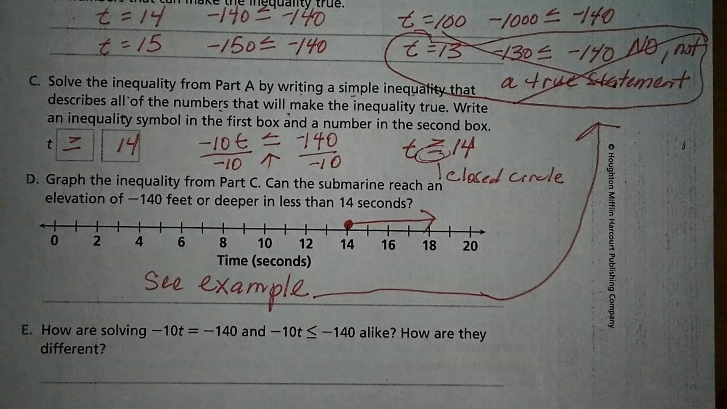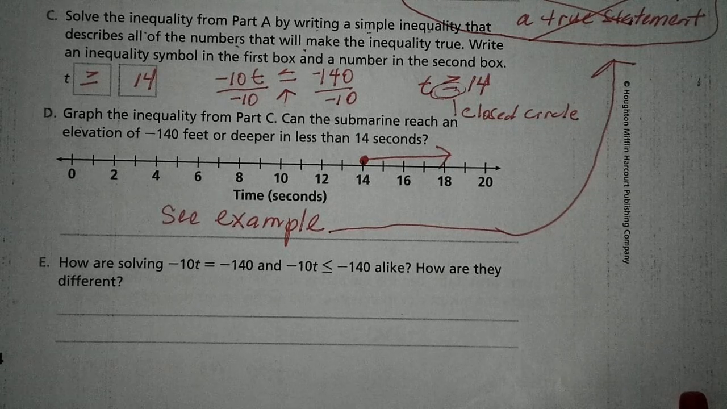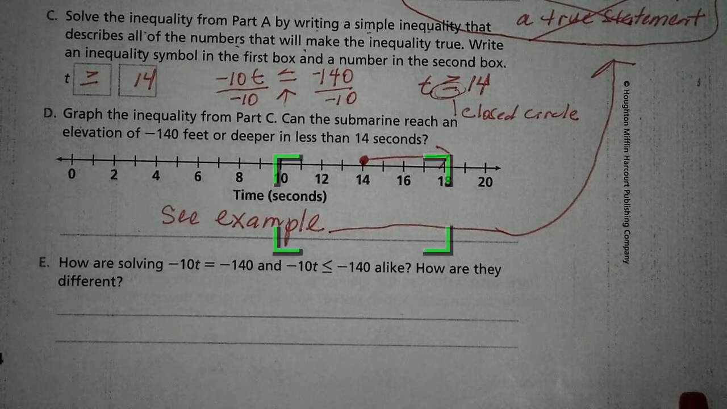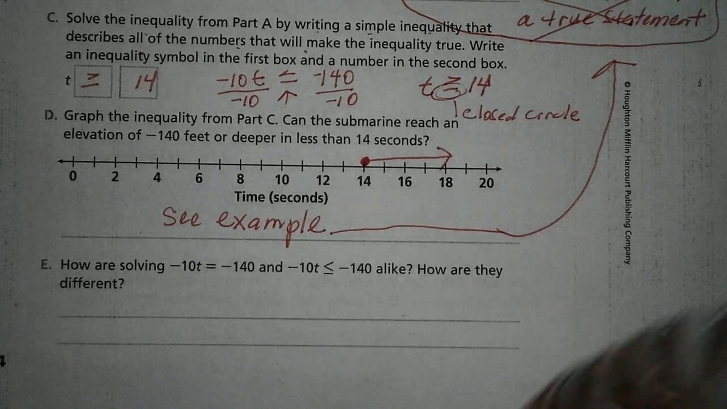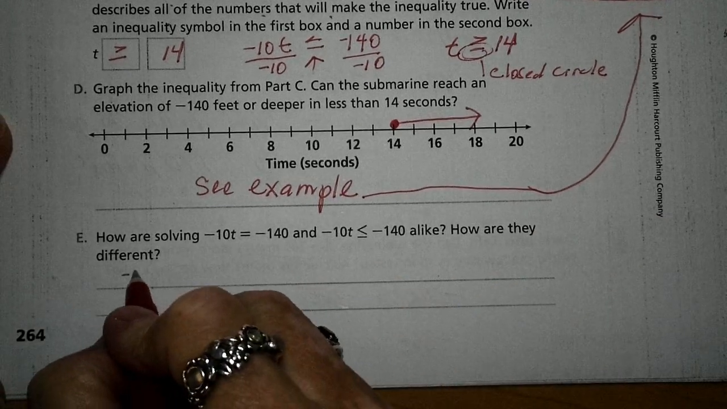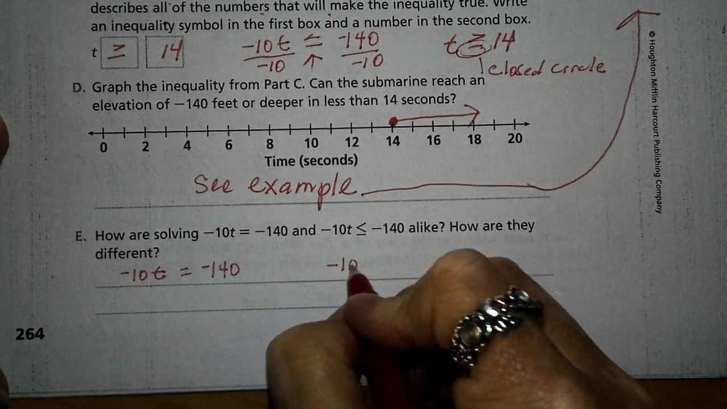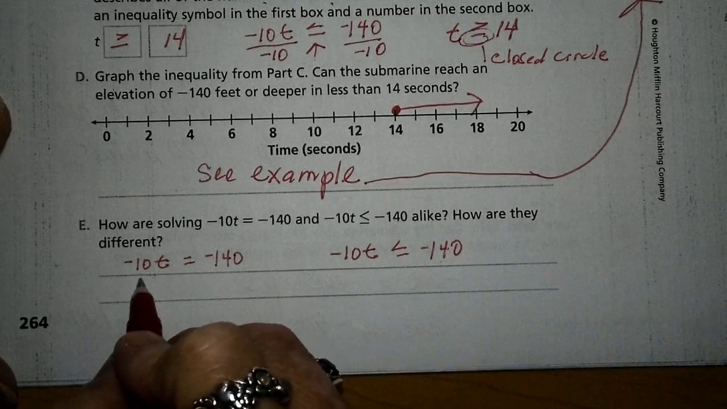E says, how is solving negative 10t equals negative 140 and negative 10t less than or equal to negative 140 alike? So what did we do that was the same? What did we do to get t by itself? What did I do?